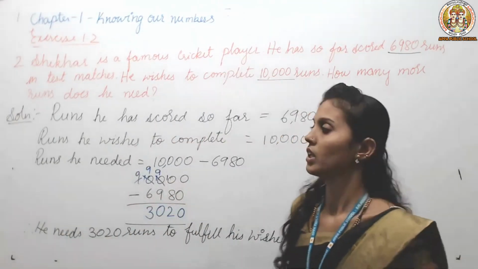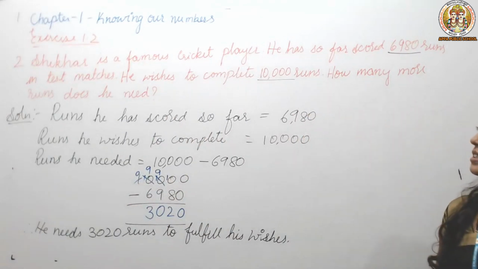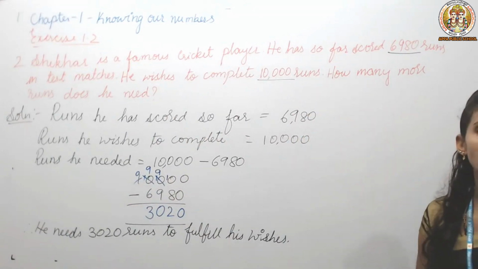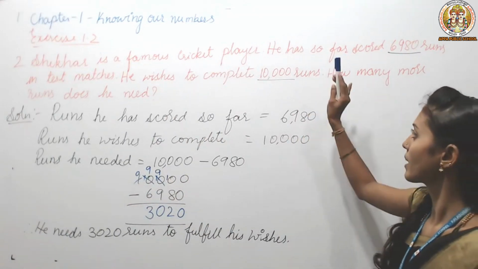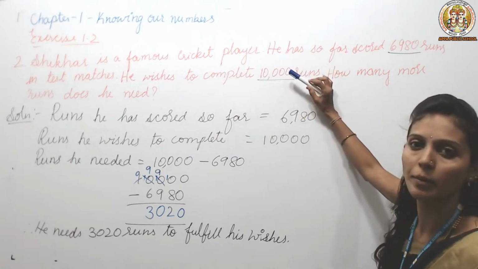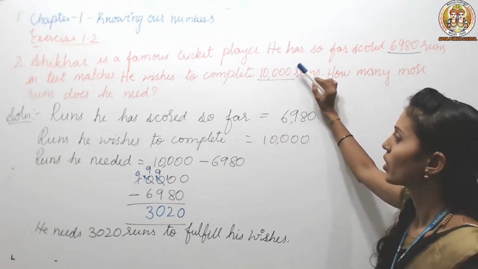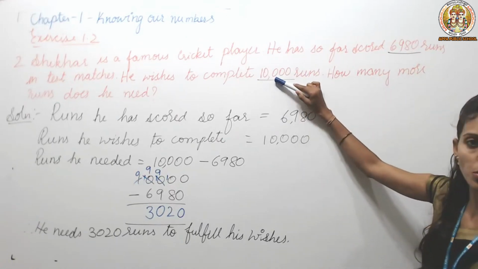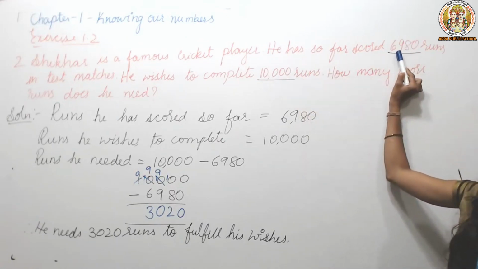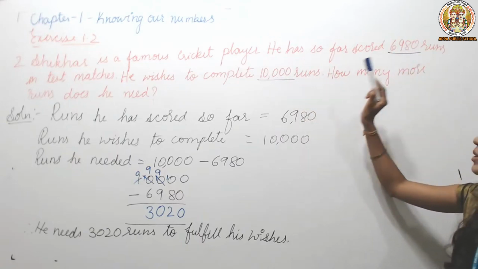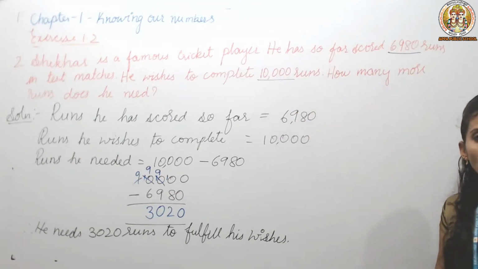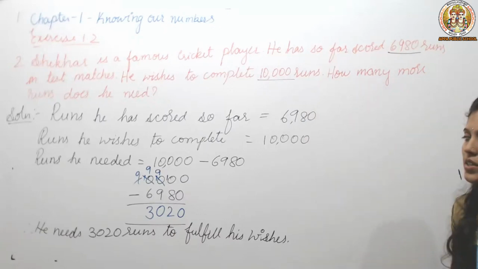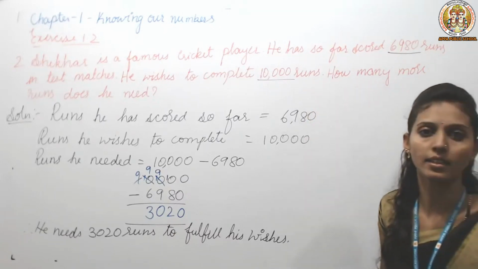Over. Very easy, right? See, they have given the number of runs he has scored so far, and they have given his wish, how many runs he wants to score. Then, what to do? He wants to score these many runs. These many runs already he has scored. Then you have to subtract both to get how many runs does he need to complete it?